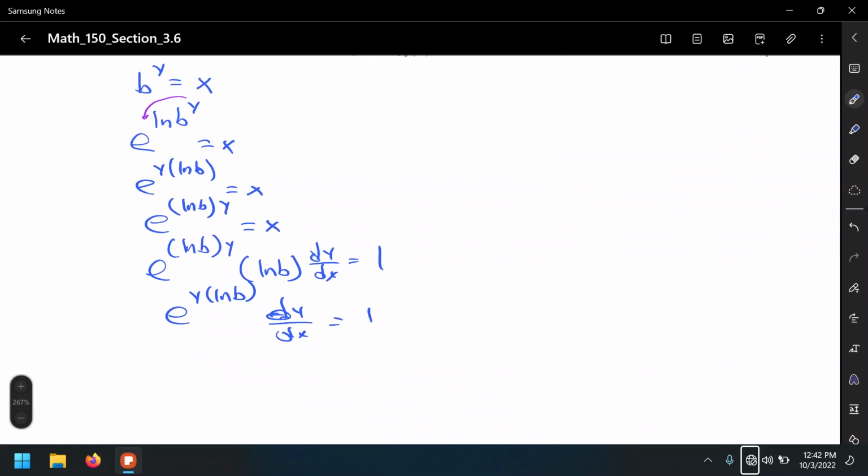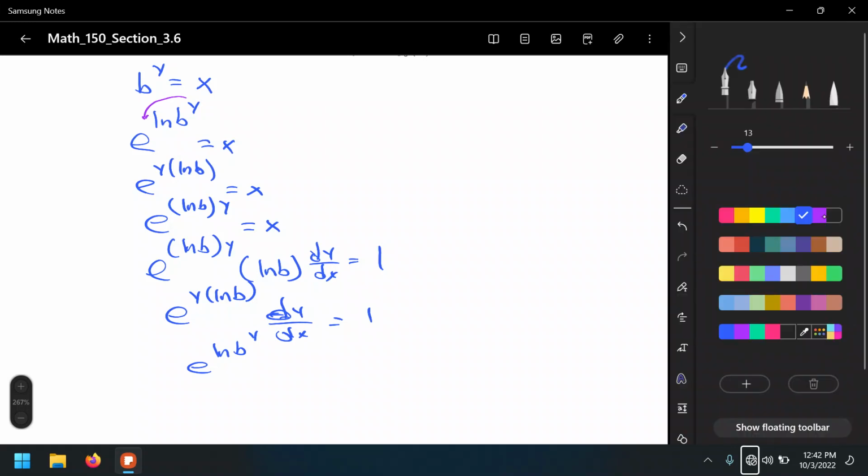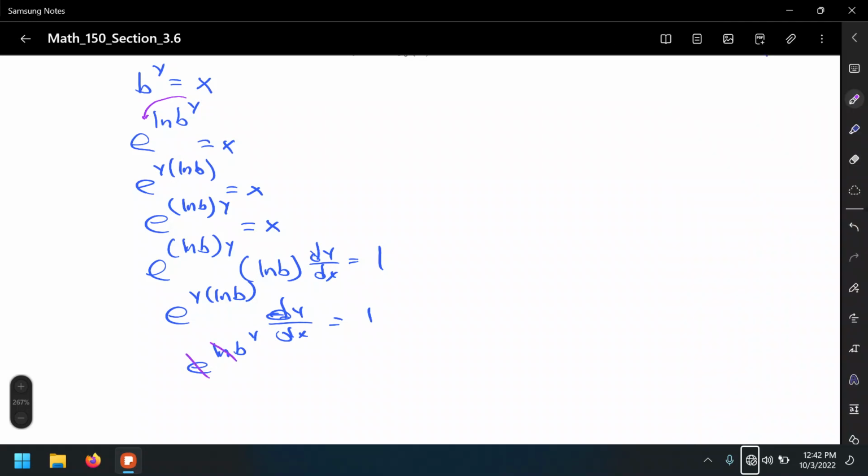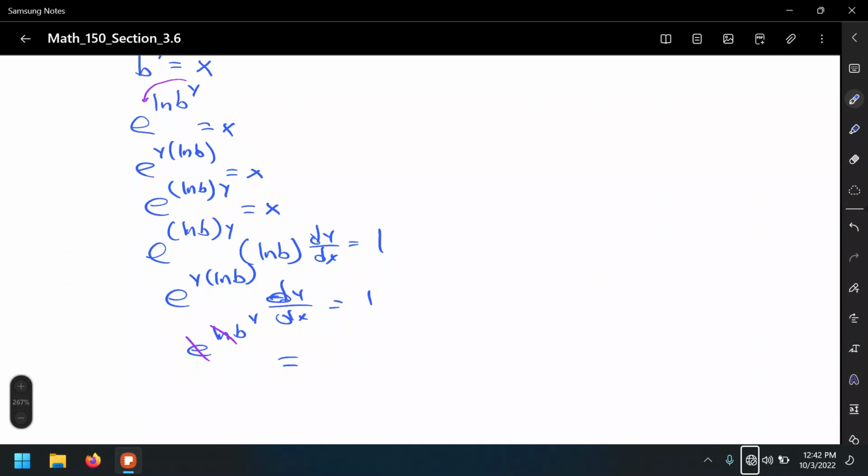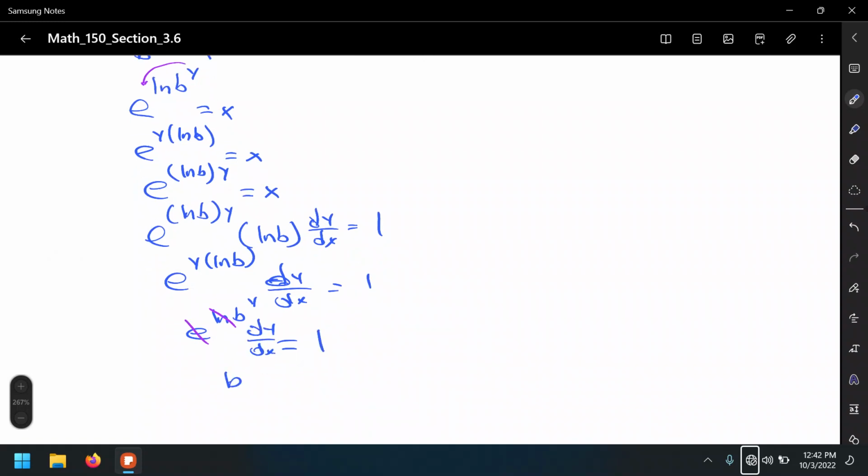So what I'm going to do is use the power rule here. This will be e to the ln of b to the y, and only then we can cancel e to the ln again. So we did some work and then we undo it to get back to the original terms. That's essentially what we're doing. That's a dy/dx equals 1. Cancel this, that's b to the y. That's b to the y times dy/dx equals 1.